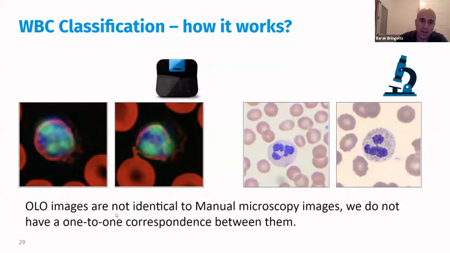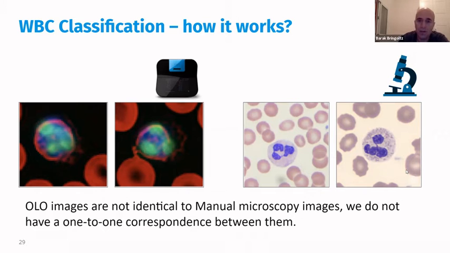So our images with Olo are kind of the first of their kind. We cannot really a priori say, this is a neutrophil and this is a neutrophil. We do know how to say that traditionally from decades of microscopy on the microscopic images that people have been using, but not with our device. And we do not have a one-to-one correspondence between a single cell here and a single cell here. It will be very difficult to do so, perhaps even impossible. There are completely different routines.